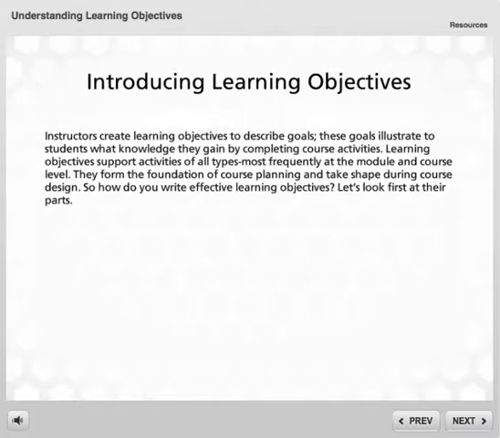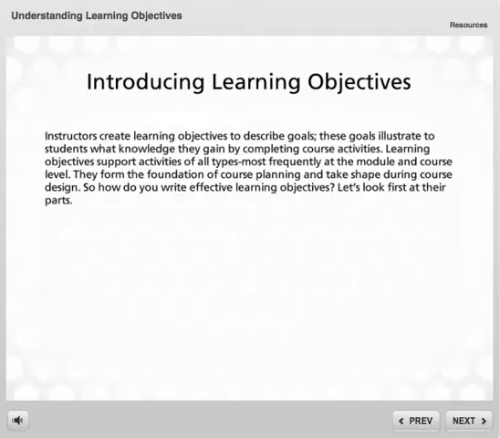Instructors create learning objectives to describe goals. These goals illustrate to students what knowledge they gain by completing course activities. Learning objectives support activities of all types, most frequently at the module and course level. They form the foundation of course planning and take shape during course design. So how do you write effective learning objectives? Let's look first at their parts.